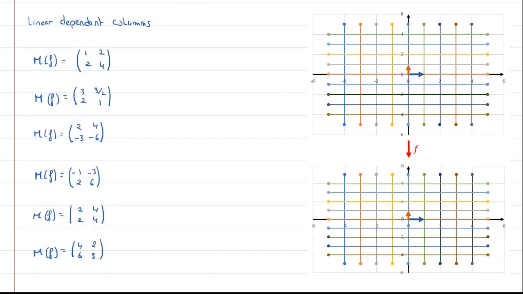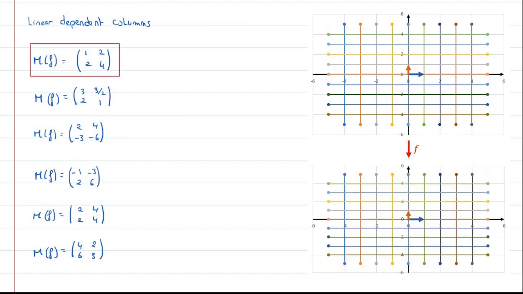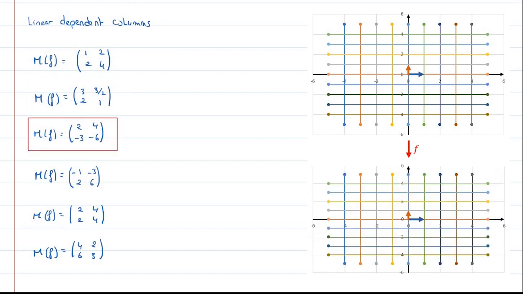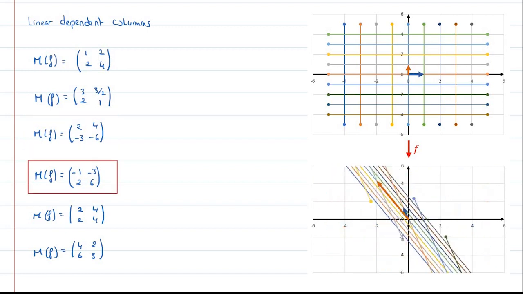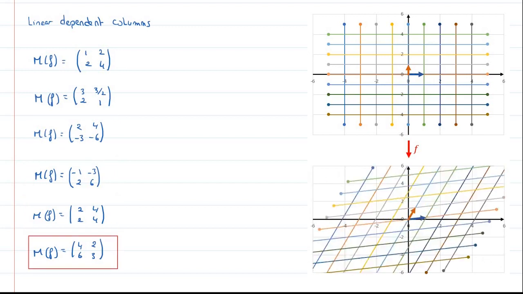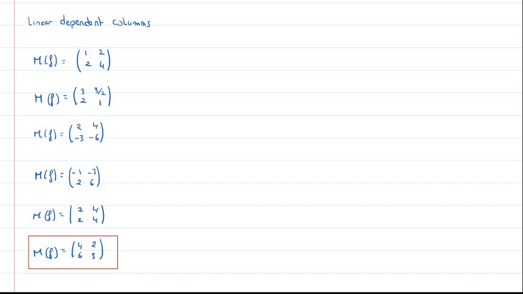Let's check now other matrices with linearly dependent columns. 1, 2, 2, 4, 3, 3 half, 2, 1, 2, 4, minus 3, minus 6, minus 1, minus 3, 2, 6, 2, 4, 2, 4, and 4, 2, 6, 3. We always have the same behavior where the two components are multiplied by a factor and rotated. The linear map transforms the two-dimensional space and collapses it into a one-dimensional space.